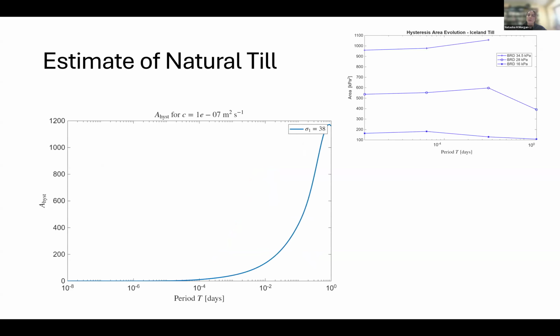And we can also look at the natural till. This is an example of the Iceland, the Breiðamerkurjökull till. For this 38 kilopascal amplitude, so slightly higher, we're capturing just the upwards trending portion of the non-monotonic trend, which is also what we see in the experimental data. You can see that up to the right.